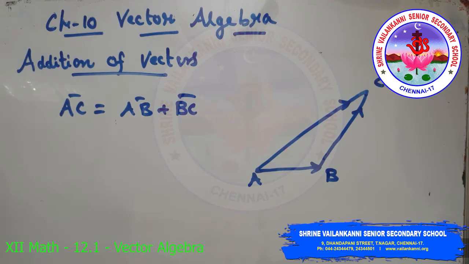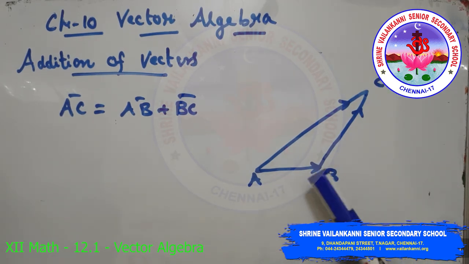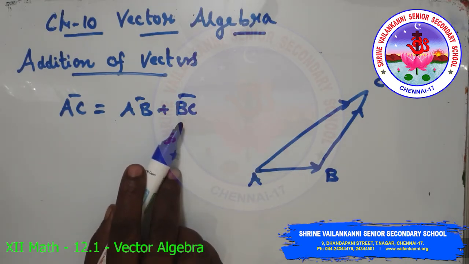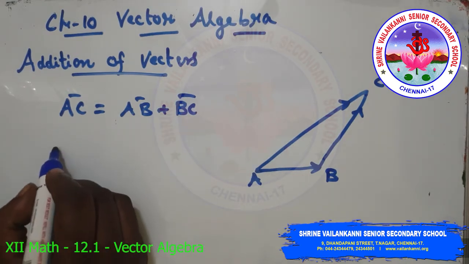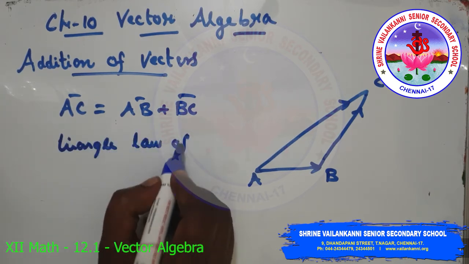Addition of vectors. A vector AB simply means the displacement from a point A to the point B. Consider a situation where a girl moves from A to B and then from B to C. The net displacement made by the girl from the point A to the point C is given by the vector AC and can be expressed as AC equal to AB plus BC, which is known as the triangle law of vector addition.